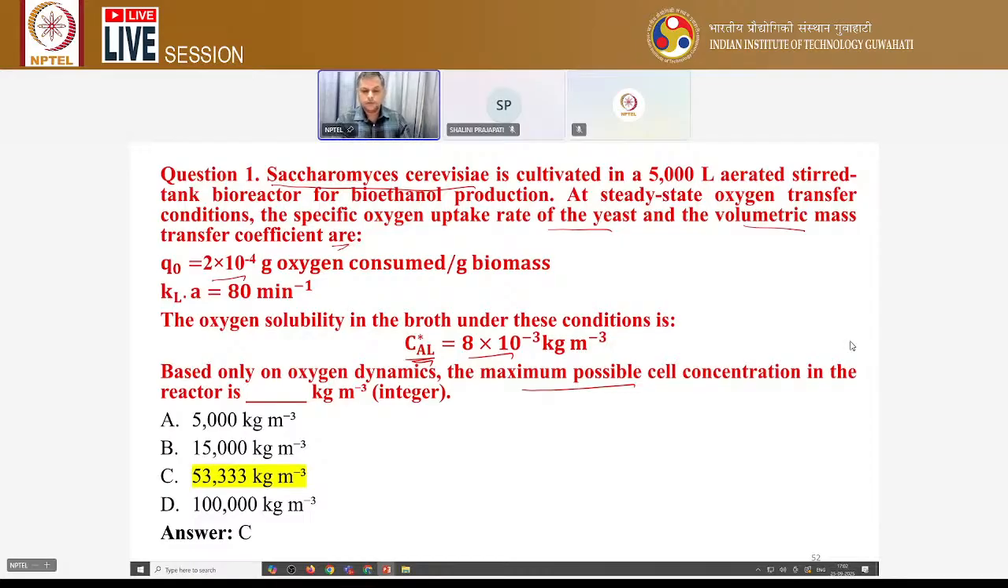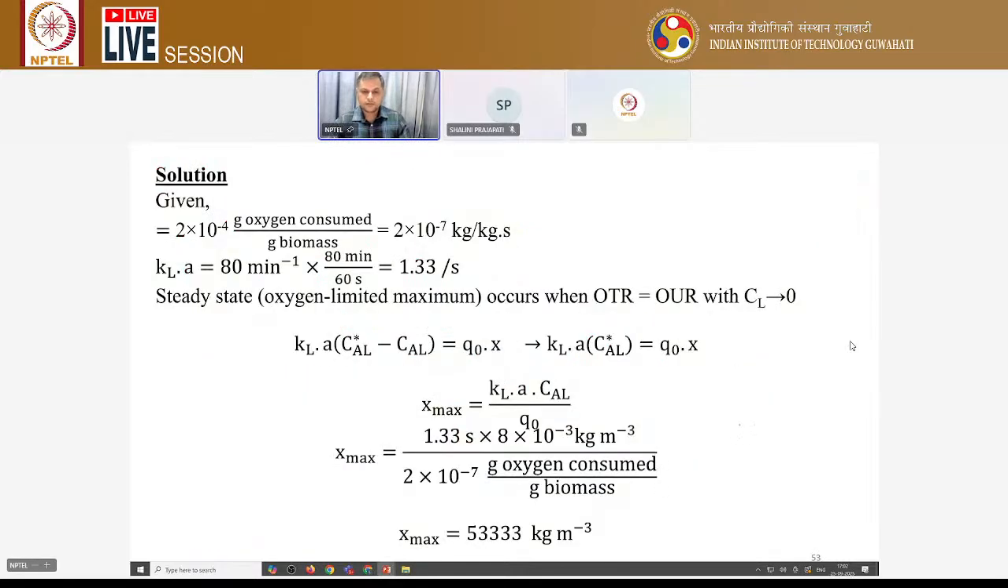So if you remember, the formula for mass transfer is Na equals KLa into C star minus CL. Now in this case, if you put this CL as 0, so it becomes KLa C star that is equal to Q naught into X. Now once you put this CL 0, the X is replaced by X max. And this X max, all the parameters are given to you. You can quickly calculate it.